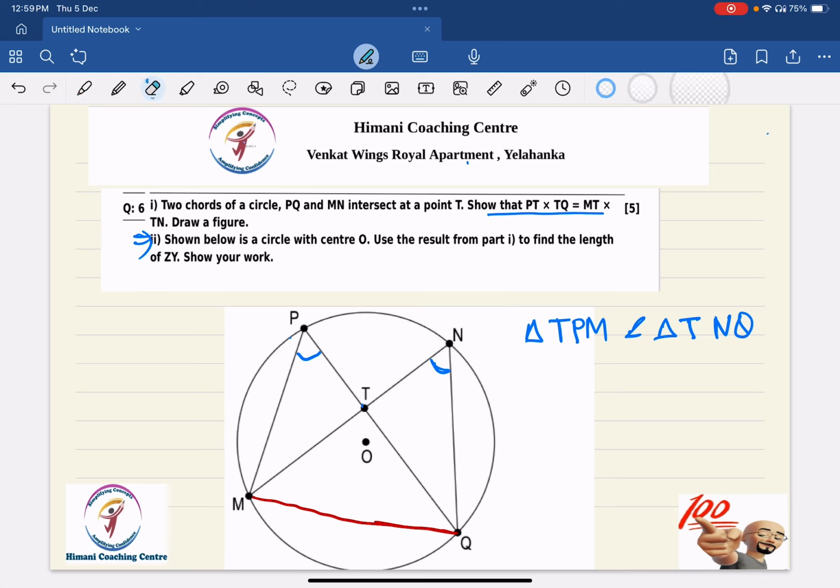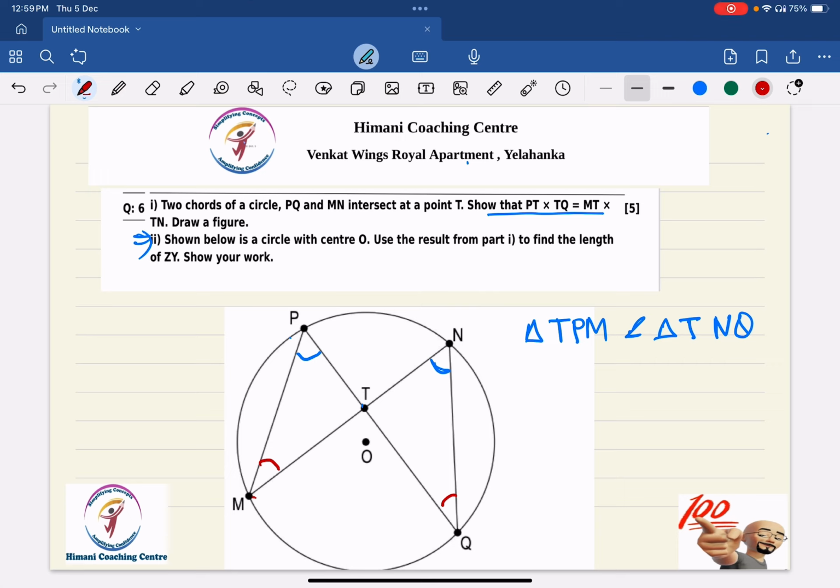Okay, with the same logic, this angle and this angle will also be equal. If you notice, at angle T, vertically opposite angles are also equal. So we have to use any two angles to prove similarity. So let us go ahead and now write that down.